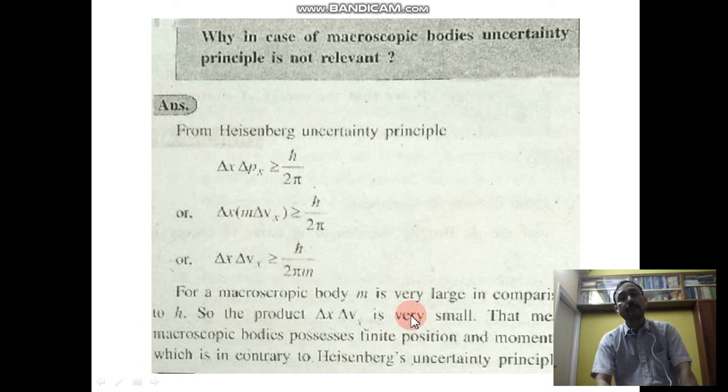For macroscopic bodies, m is very large in comparison to h. So the product delta x delta Vx is very small, tending to 0. This means macroscopic bodies possess a finite position and momentum, which is in contrary to the Heisenberg uncertainty principle, which states that it is impossible to determine the position and momentum simultaneously. But here it is possible. So it is in contradiction with the Heisenberg uncertainty principle. That's why the uncertainty principle is not relevant for macroscopic bodies.